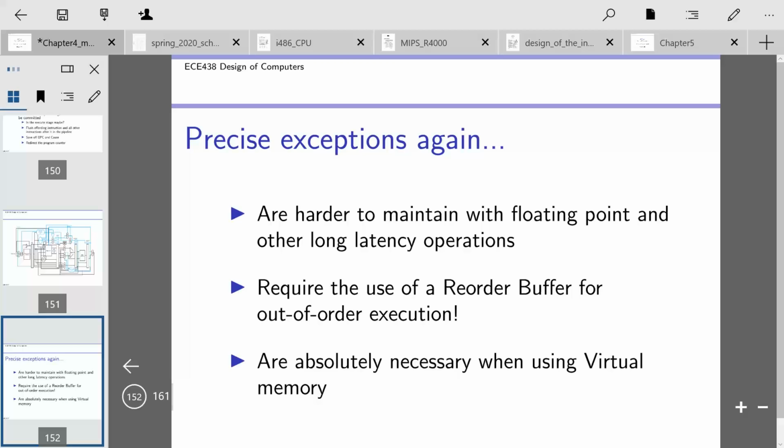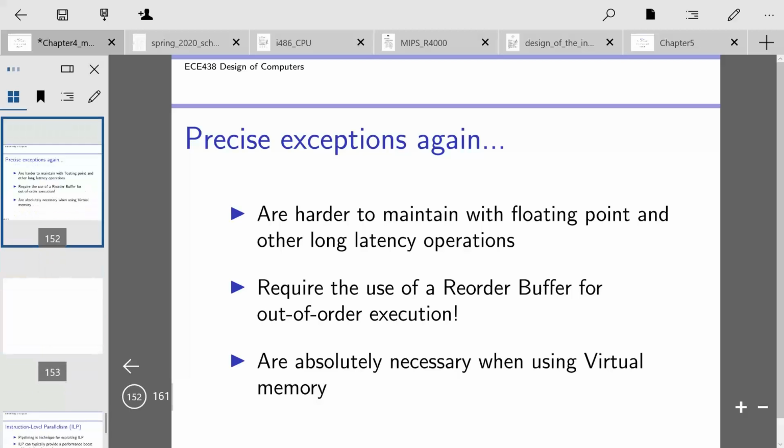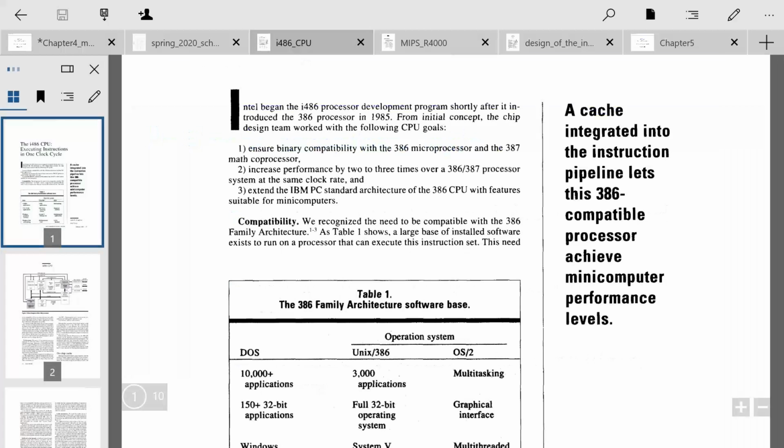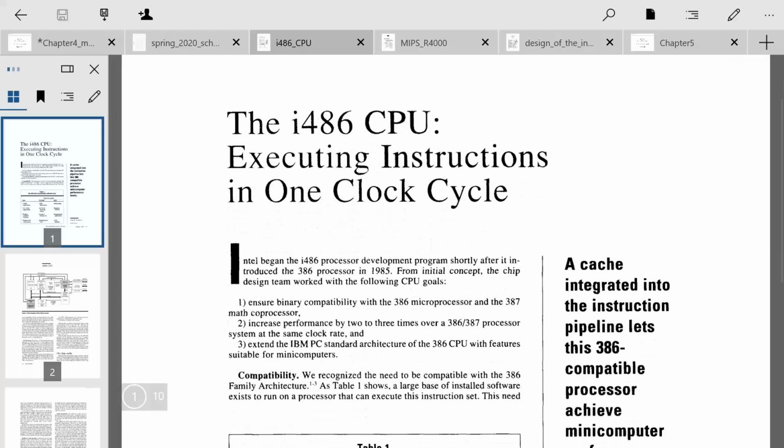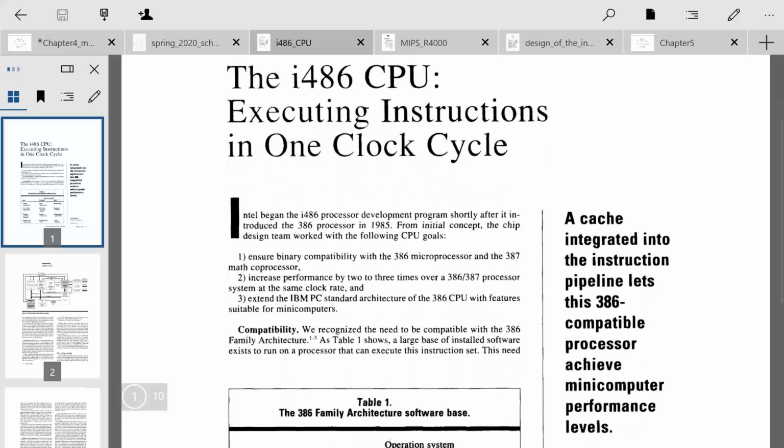All right. Well, let's do something fun, and let's look at the 486. I don't know if any of you remember when the 486 came out. You were probably very small at the time, if not, you hadn't even been born yet. It came out in the late 80s, 1989, I believe.